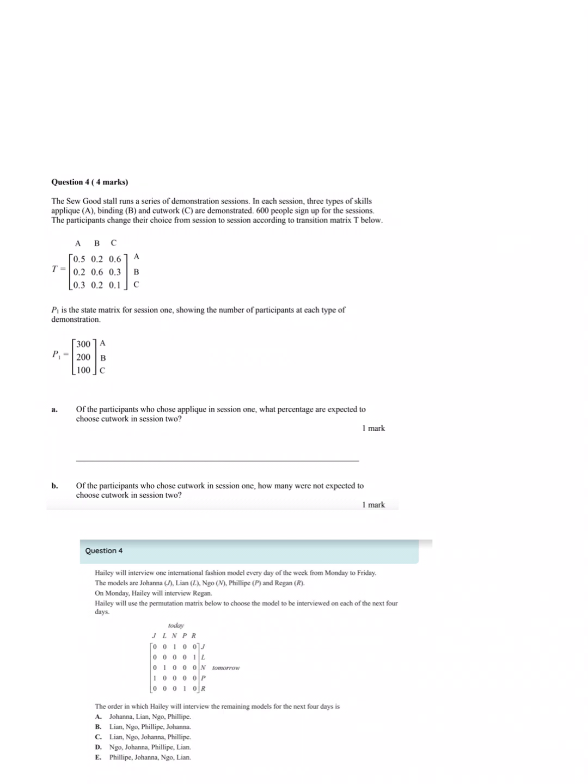Okay, of the participants who chose applique in session 1, what percentage are expected to choose cut work in session 2? Okay, so applique in session 1 we have, that is the 300 here. But what we need to work out is the number of people who do cut work in session 2. Okay, so how we're going to do that, we're going to do the transition matrix times P1 here. Okay, and we only really care about the cut work part, but if you want, just scan ahead.